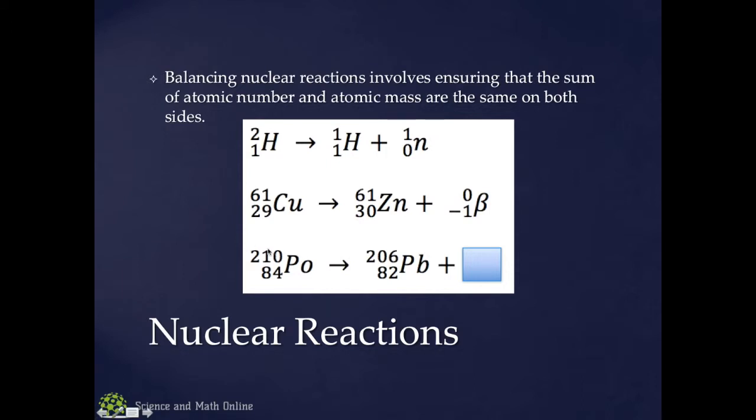We see the same thing again here with polonium 84, and it drops down to 82, which means we're giving off something that's got a 2. The mass drops 4, okay, and that gives us alpha particles.